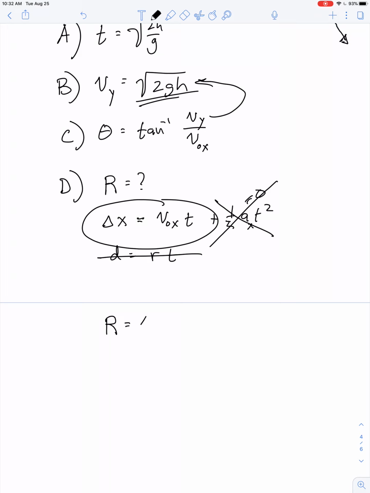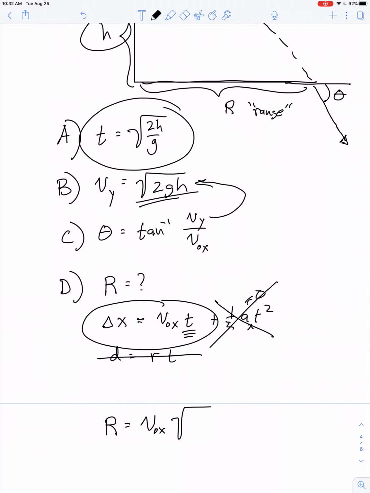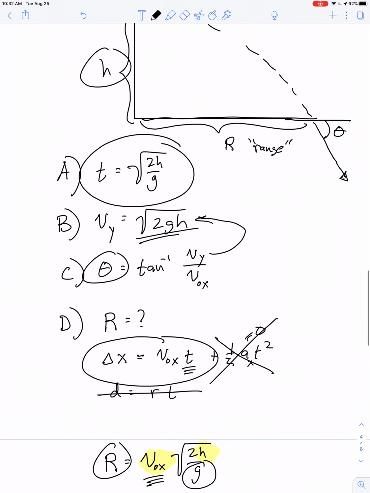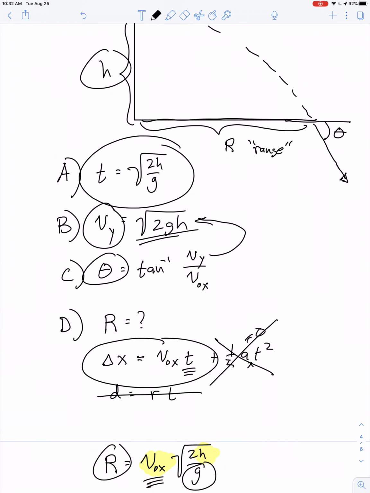The range is equal to v naught x times, now I'm not going to say t, I'm going to say times the square root of, yeah, you guessed it, square root of 2h over g. So see, all you need to know is the initial horizontal velocity and the height, and of course g is a constant, so just given those two quantities you can find range, you can find angle of impact, you can find vertical speed of impact, and you can find time of flight.